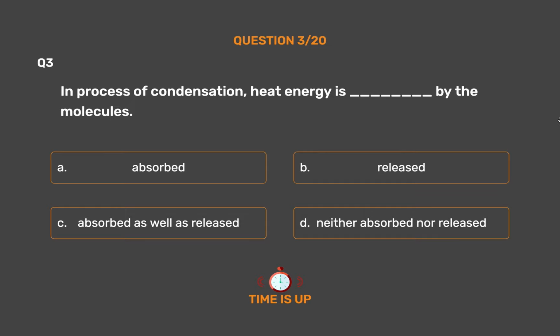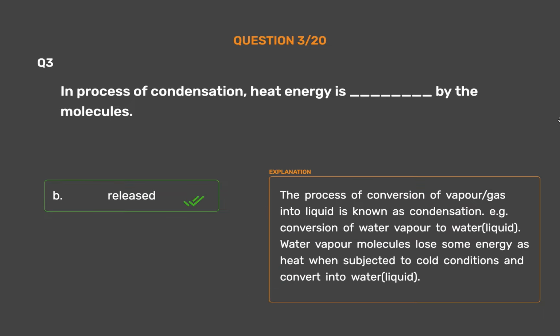The correct answer is Option B. Released. The process of conversion of vapor/gas into liquid is known as condensation. For example, conversion of water vapor to water liquid. Water vapor molecules lose some energy as heat when subjected to cold conditions and convert into water liquid.